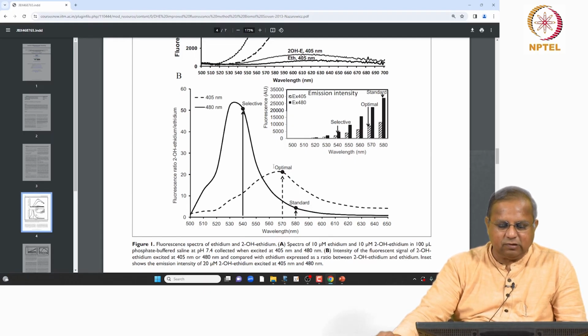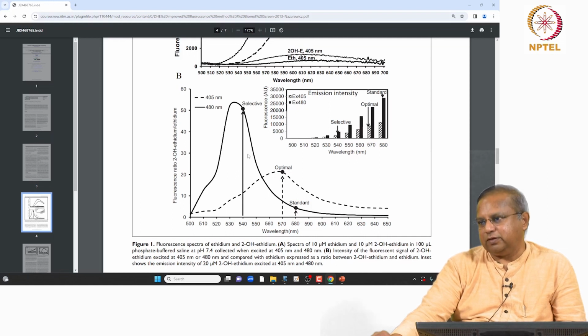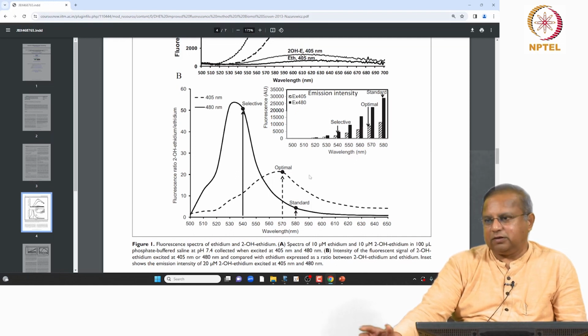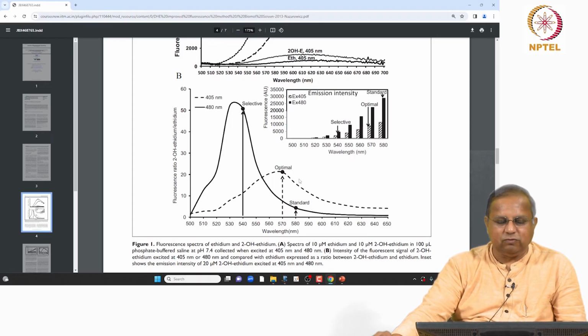So, you use 405, 570, where the intensity is high enough and the ratio is about 20, which is considered good enough, and therefore we use this. So, this paper is why we choose 405, 570 over the other optimal wavelength. Any questions on this?